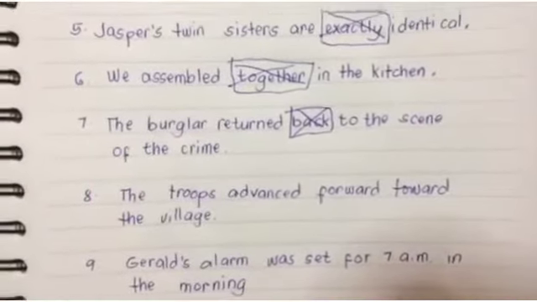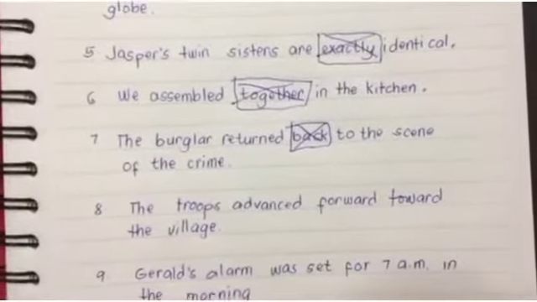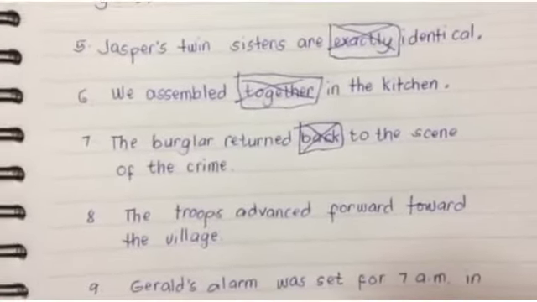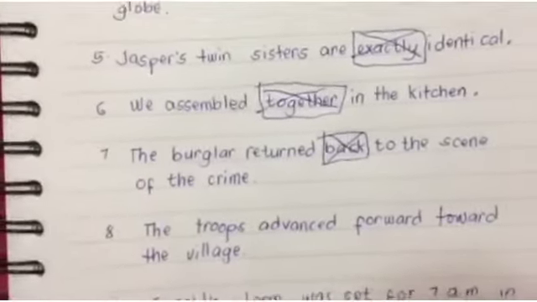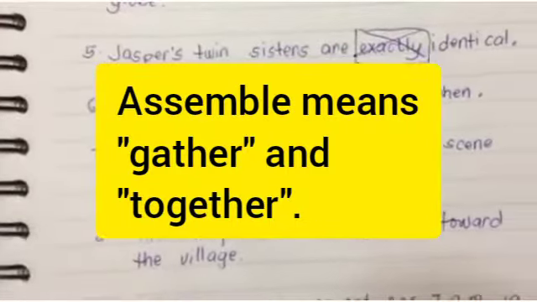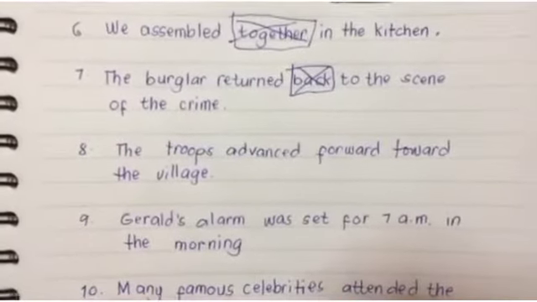Okay, let's come to sentence 6. Sentence 6 says, we assembled together in the kitchen. Well, we cross out together because it's not needed anymore. When we say assemble, it means gathering together. So you do not need together there. So you just say, we assembled in the kitchen. That's a perfect sentence.